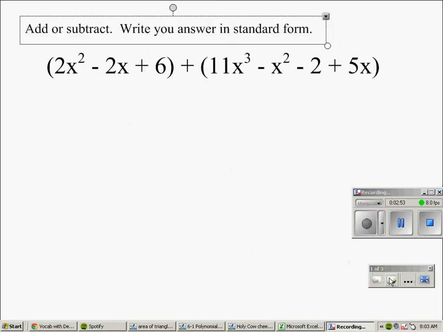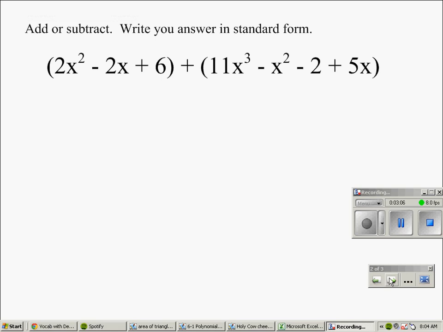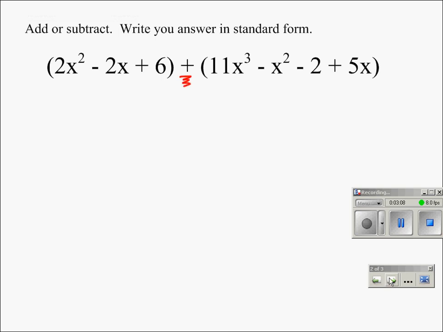Now let's go on to adding and subtracting. First, adding. Add or subtract and write your answer in standard form. It's very important that when you're done with all your polynomials, we write them in standard form. Okay. Remember, we want to first check out what are they asking us for. We look in between the parentheses, and they're asking us to add.